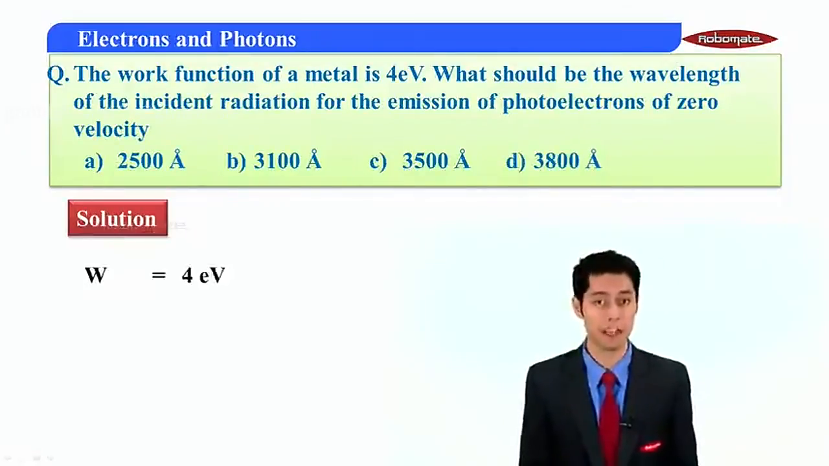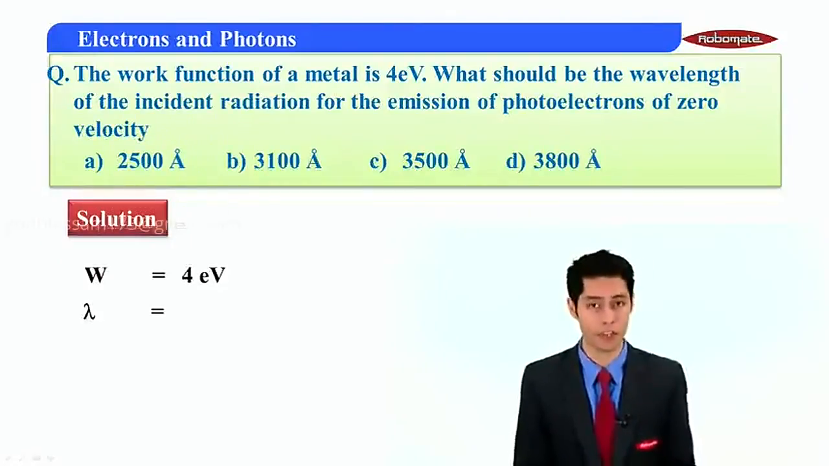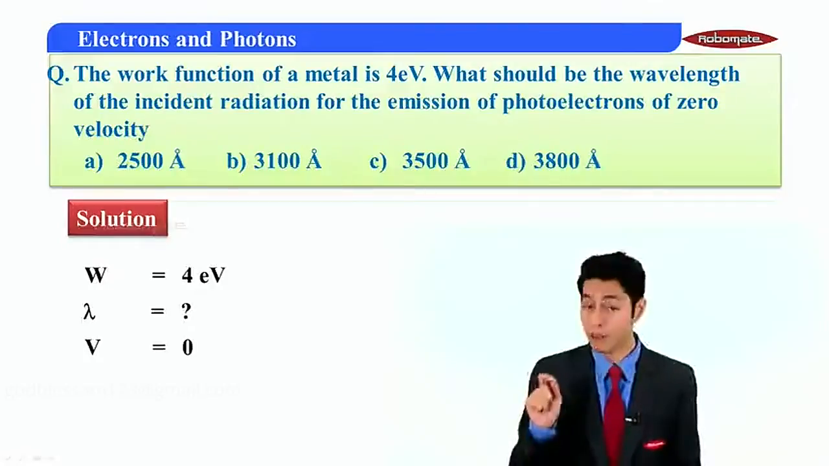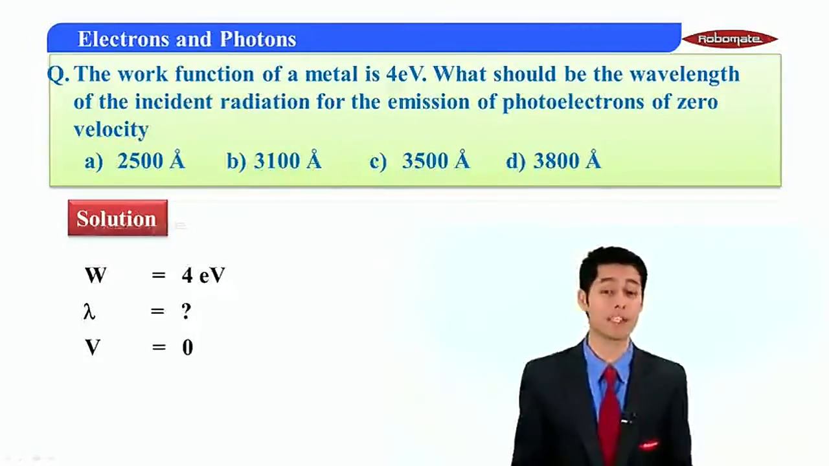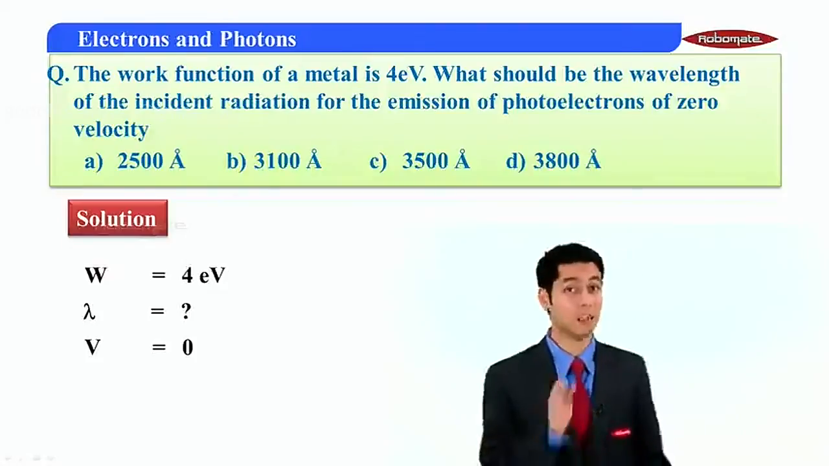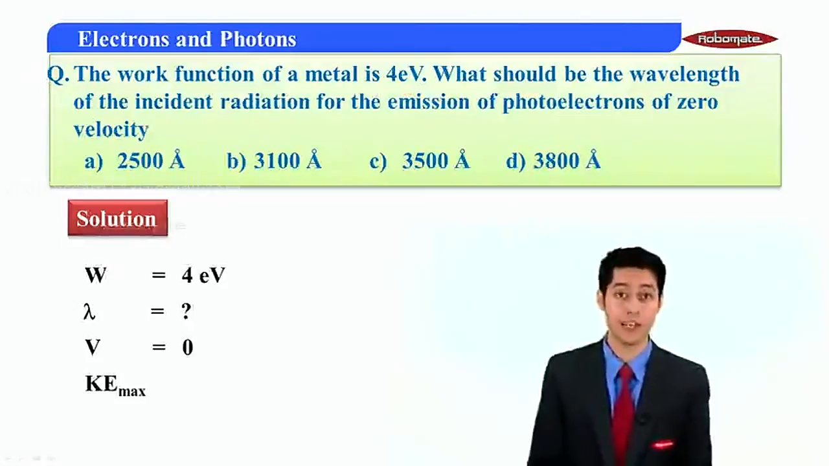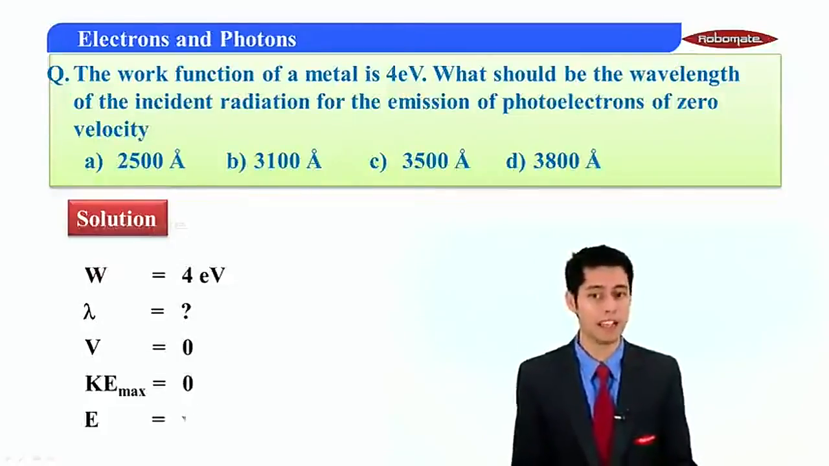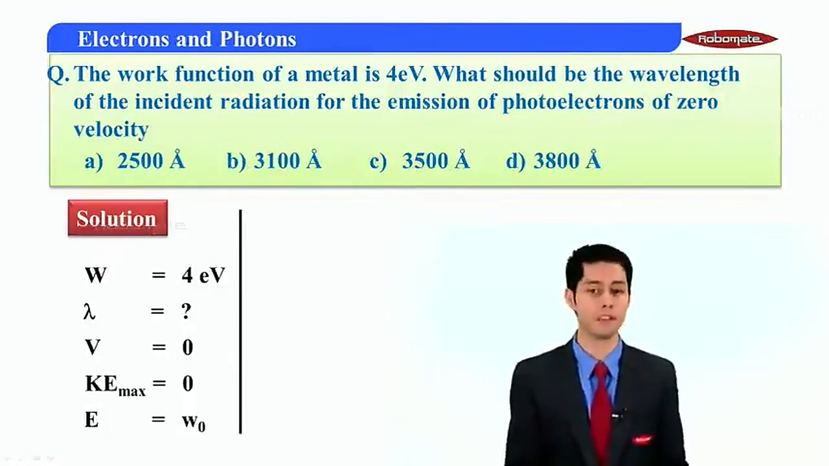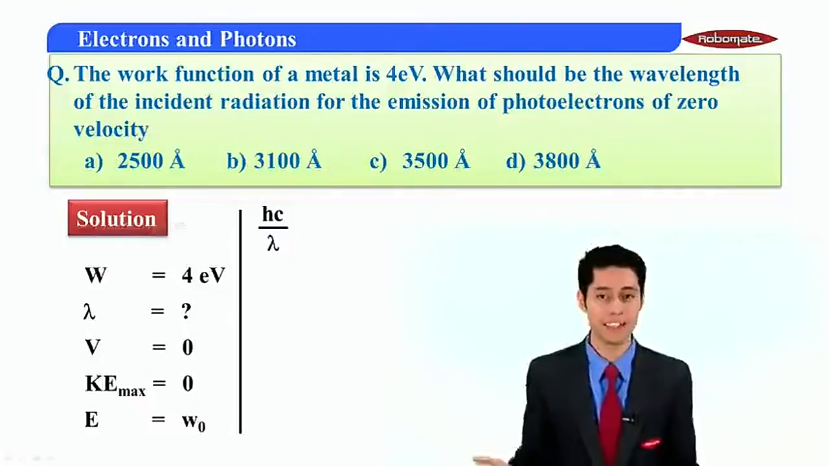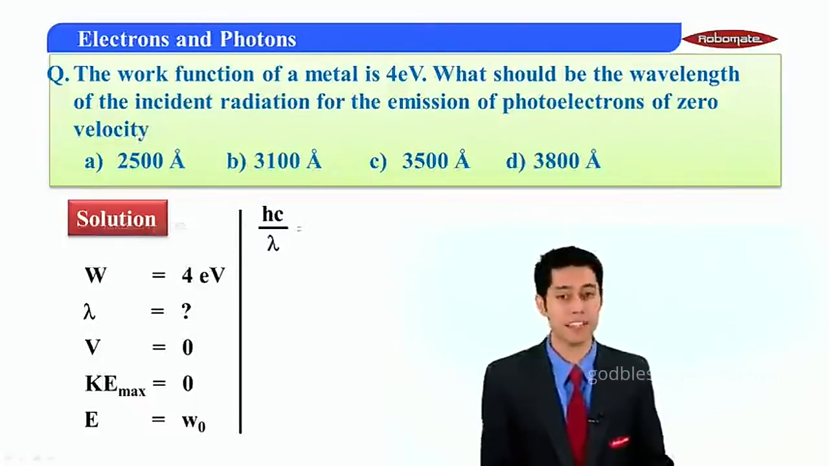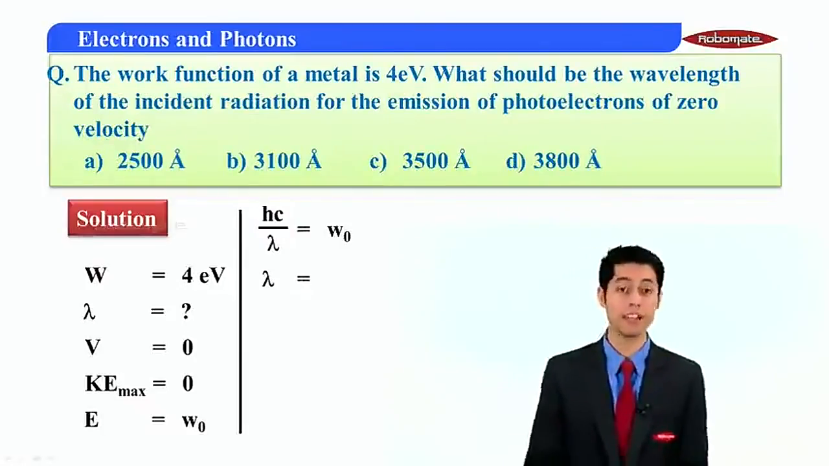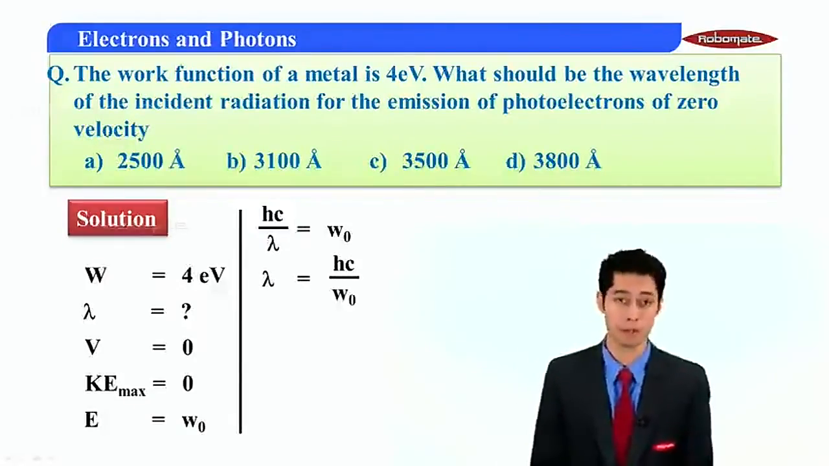When I solve this problem, I know that work function is given to me, that is 4 electron volt. The wavelength is unknown that I need to find out. But I know the velocity of the photoelectron is 0. Since the velocity of the photoelectron is 0, the kinetic energy must also be 0. That means all the energy is actually used in the terms of work function. But we know energy is hc by lambda. So can I say hc by lambda is equal to W naught?